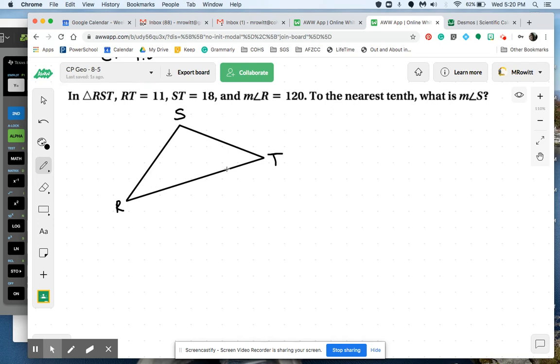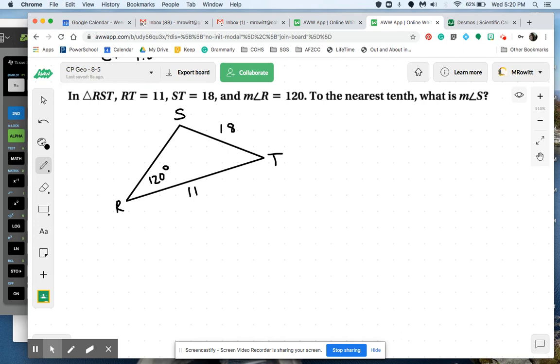All right, so RT is the side down here. That's 11. ST is over here, and then I have the measure of angle R as being 120 degrees. It doesn't matter that I didn't draw this like an obtuse triangle, okay? I drew this so I've got the angles in the right spots. Do not worry that when you draw it, you don't have something that looks like 120 degrees.